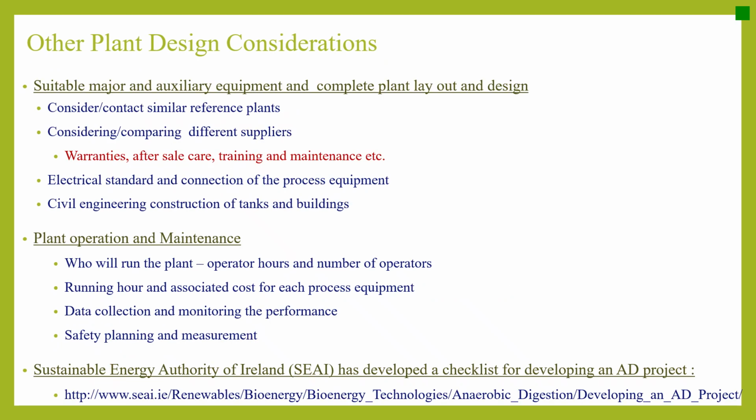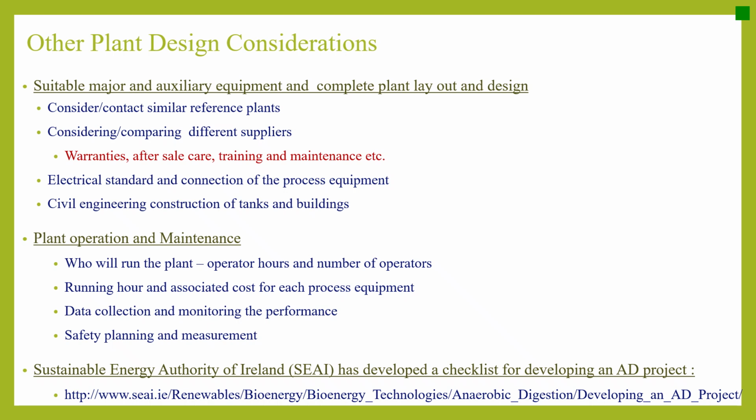For suitable major and auxiliary equipment and complete plant layout and design, similar reference plants should be contacted or considered, and then different manufacturers or equipment suppliers can be compared for their warranties, after-sale care, training and maintenance, etc. And then electrical standard and connection should also be considered to find out whether they are compatible with the overall plant. Civil engineering construction of tanks and buildings plays an important role because they are a big part or major part of the plant.